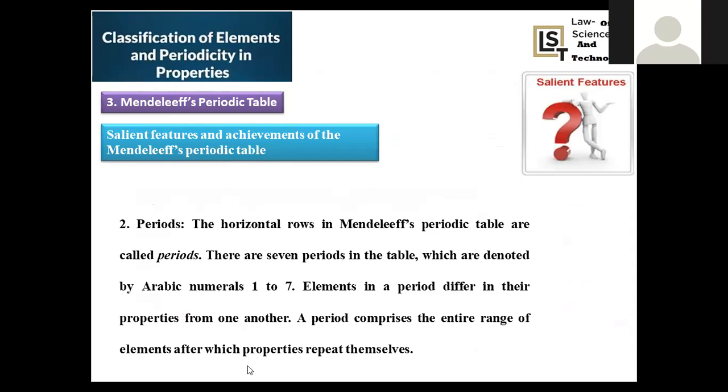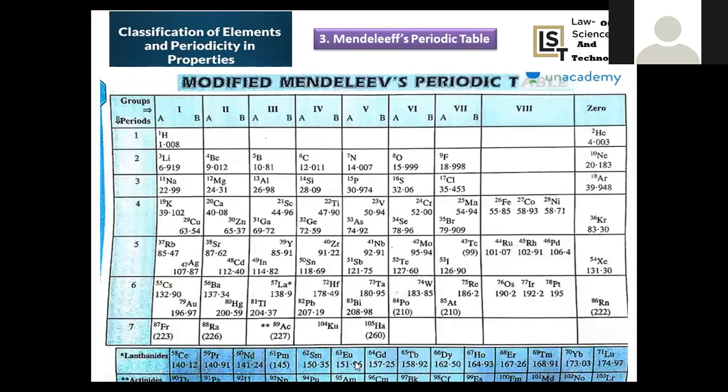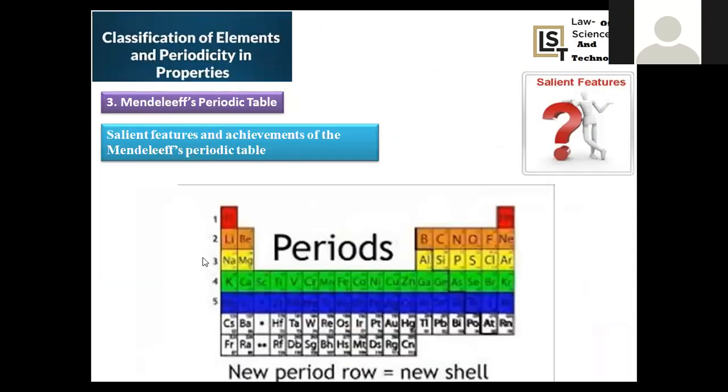A period comprises the entire range of elements after which properties are repeated. This is a slight resemblance with Newland's octave theory. When we move from left to right, there is a variation in the properties. After reaching the 8th group, the 9th element is incorporated in the first group again, right? That's the reason for the repetition of properties after a certain interval, which is the instruction given by Newland's theory of octaves. That is also agreed by this Mendeleeff periodic table.